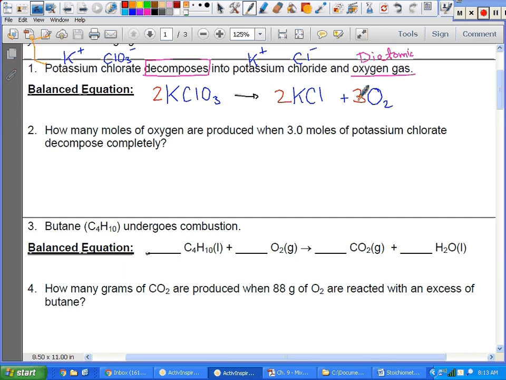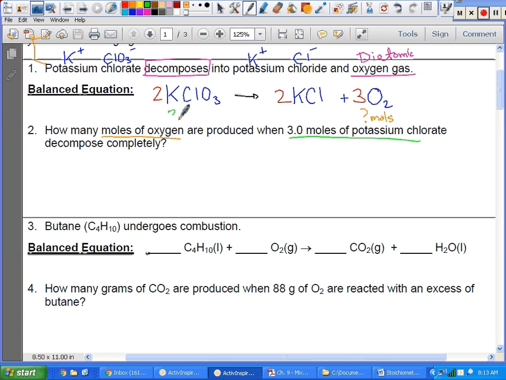All right, so here's the question. It says how many moles of oxygen? I want you to actually do this. What are they specifically asking you for? So put a little question mark underneath oxygen and write the word moles. You okay with that? So how many moles of oxygen are produced when 3 moles of potassium chlorate decompose completely? What's your given? 3 moles of potassium chlorate. So underneath this, write 3.0 moles.